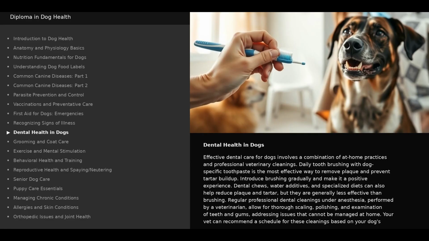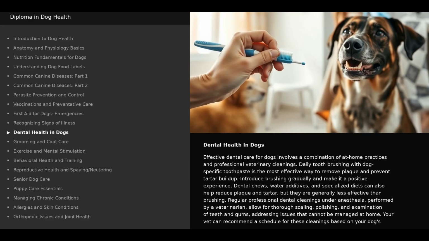Effective dental care for dogs involves a combination of at-home practices and professional veterinary cleanings. Daily toothbrushing with dog-specific toothpaste is the most effective way to remove plaque and prevent tartar buildup. Introduce brushing gradually and make it a positive experience. Dental chews, water additives, and specialized diets can also help reduce plaque and tartar, but they are generally less effective than brushing.